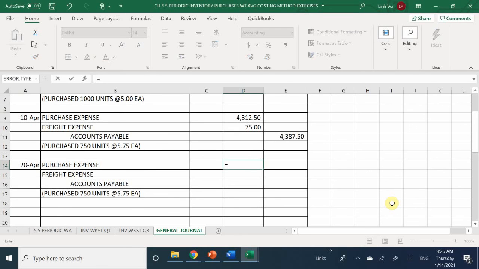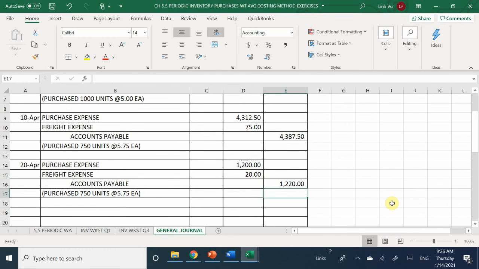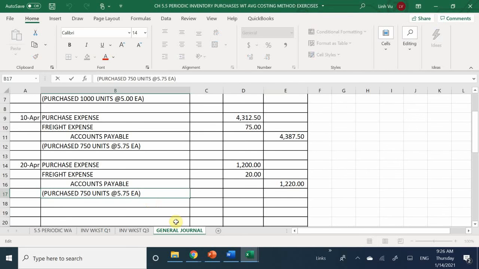So I purchased 200 items at $6. So what's my total purchase price here? 1,200. And my freight was 20, bringing me to $1,220. And then I'm going to go ahead and edit my information here. So that's the free range that you can utilize with this. But if you're writing everything, you have to write everything out.